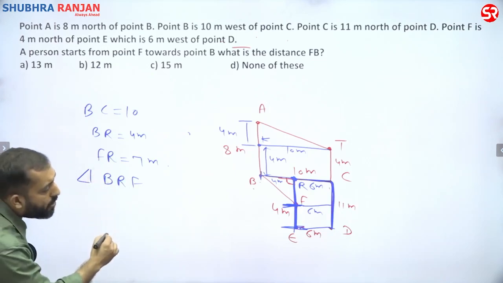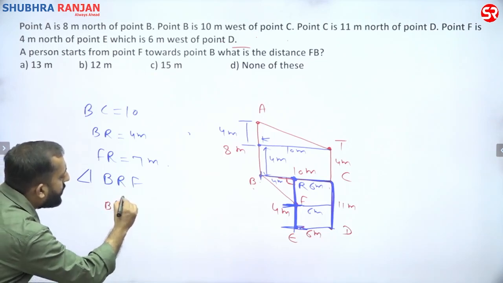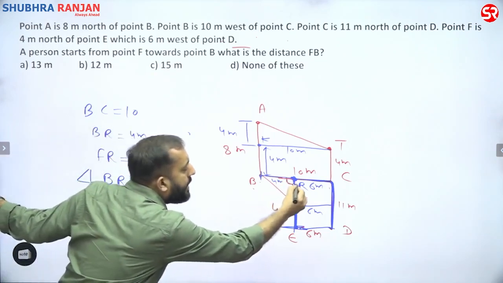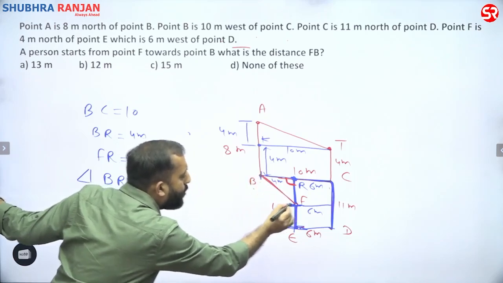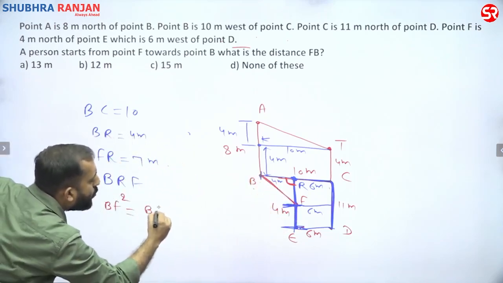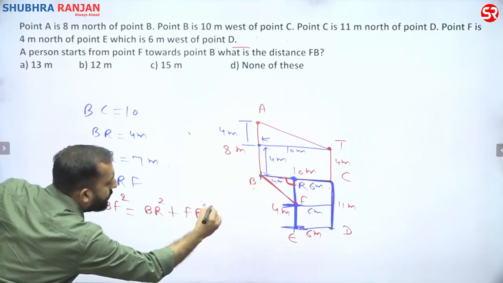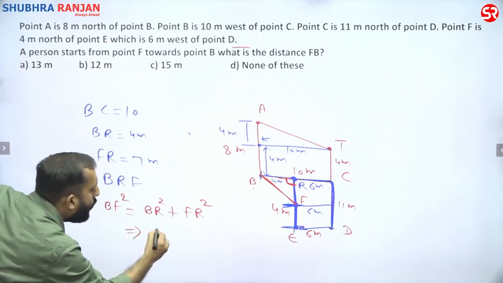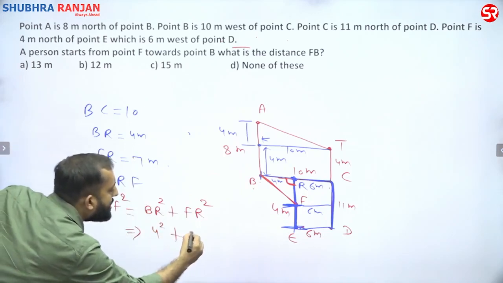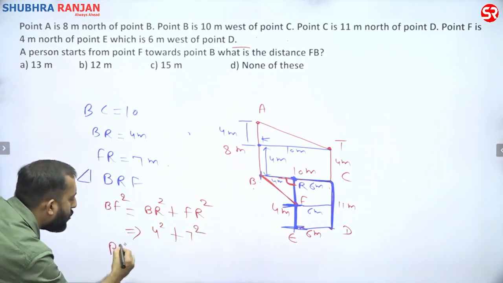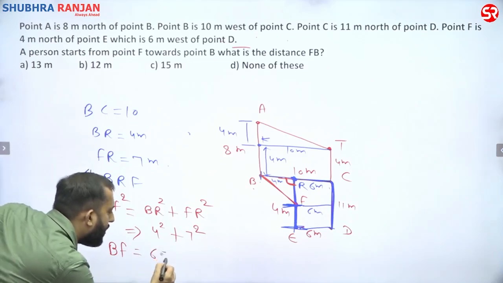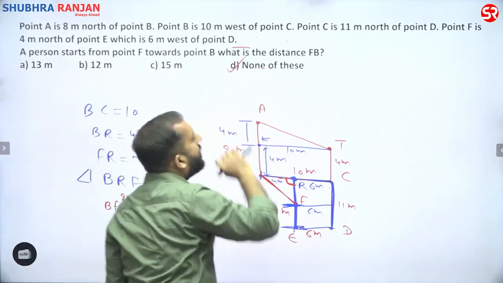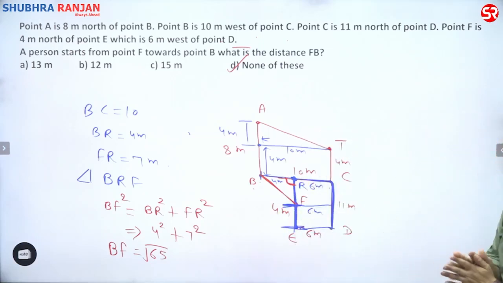So it comes out to be equal to BF square, right? Because the side opposite to 90 degree is hypotenuse. So BF is hypotenuse. So BF square is BR square plus FR square. So BR square meaning 4 square and FR square meaning 7 square. So BF comes out to be equal to root of 16 plus 49, root 65. Answer has to be D. Is this clear, guys? Any doubt? पक्का?